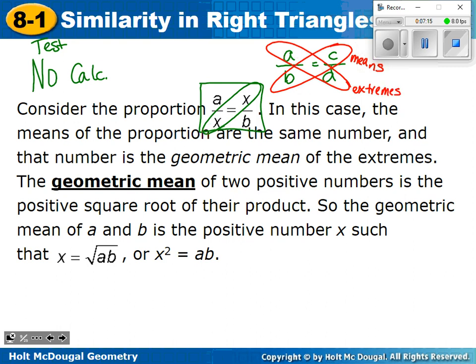Okay, so the diagonal going down from left to right is called the extremes, and the diagonal going up from left to right is called the means. And so when the means are the same, then you have what is called a geometric mean. And you probably talked about geometric mean maybe a little bit in Algebra 1. Did you talk about arithmetic and geometric sequences and series? Maybe? Okay. So you had the idea that geometric is when you're multiplying and arithmetic is when you're adding.